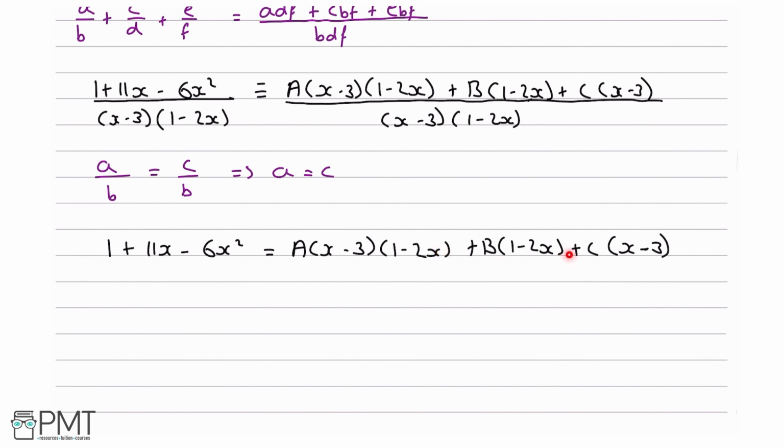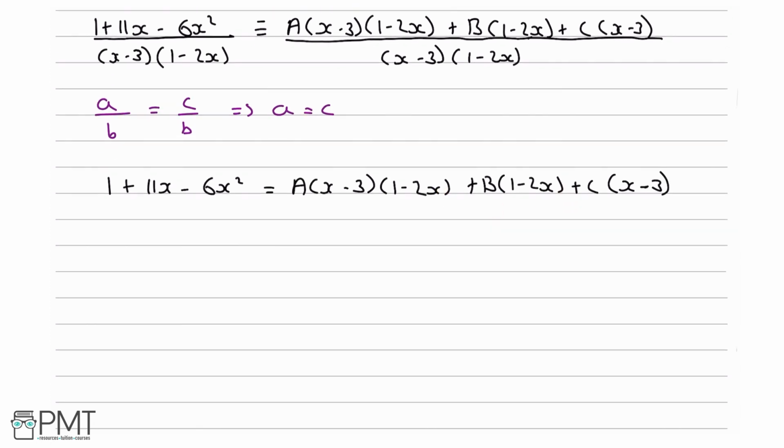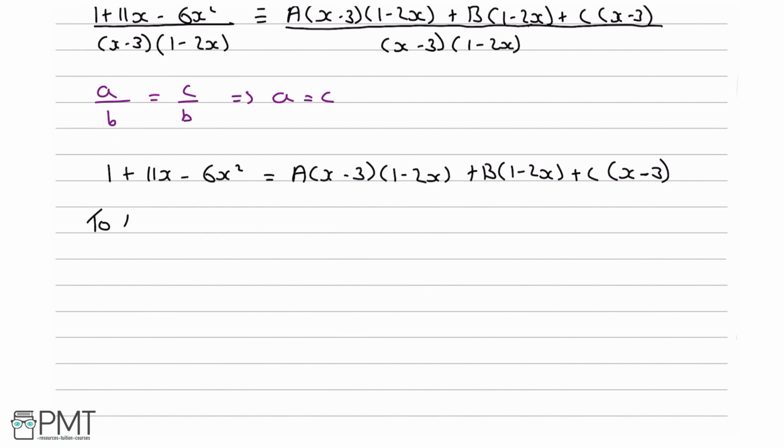To do B is going to be relatively straightforward. To find B, we need the x terms making up A and C to be 0. So we can say x − 3 equals 0, because x − 3 is the only one which appears in both of them. This means that x equals 3. Now I'm going to plug x equals 3 into this side and into this side, and I'm going to solve it.